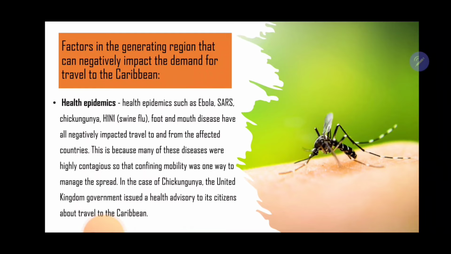So you are required to explain two factors. You have a couple that you may choose from, right? And remember, this question asks for factors in the generating region that negatively impact the demand for travel to the Caribbean, right? So these are the factors that affect the persons who are coming from the source countries. And when we speak of the source countries, guys, we're speaking where they're coming from.